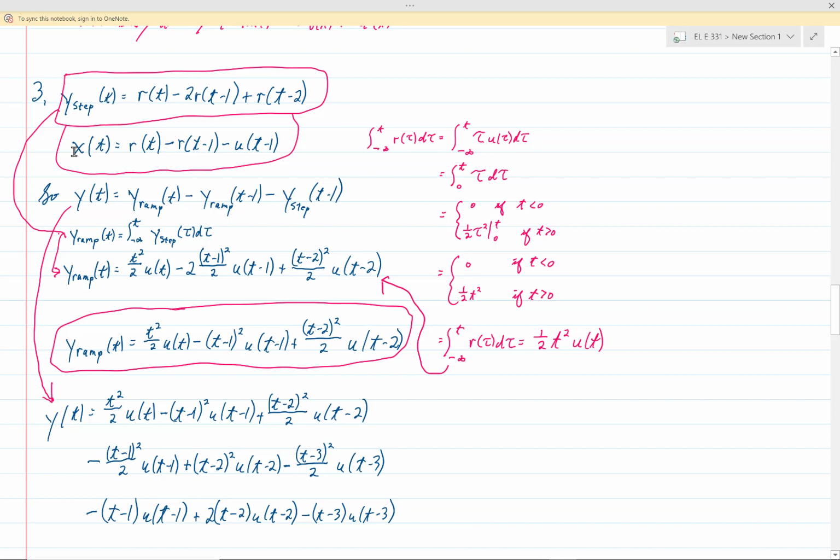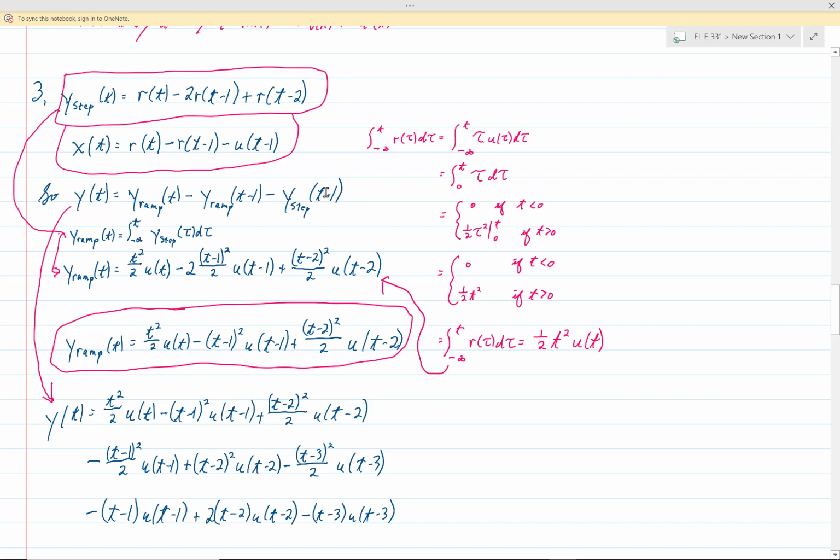And the given input, the x of t is r of t minus r of t minus 1 minus u of t minus 1. That's, you remember, we were saying that the input is equal to the ramp of t minus the ramp of t minus 1 minus the step of t minus 1. And therefore, the response to that is the response to the ramp of t minus the response to the ramp of t minus 1 minus the response to the step of t minus 1.